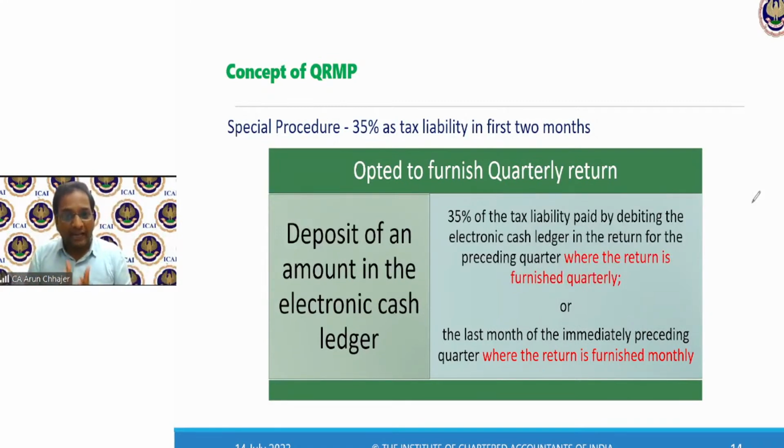So I'm talking about the liability which you will deposit in the GSTR 3B. An equal amount of cash you will pay in M1, and an equal amount of cash you will pay in M2.